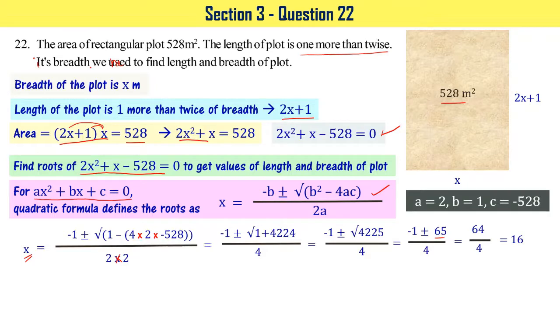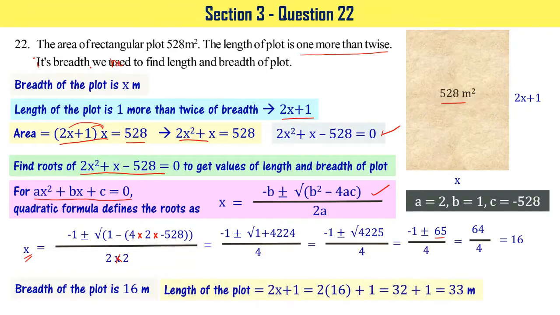Let me write now, the breadth of the plot is 16 meters and length of the plot is going to be 2x plus 1, right? Means 2 times 16 plus 1. When you simplify it, it is 33 meters. So breadth of the plot is 16 meters and length of the plot is 33 meters. This is what we are asked to find.